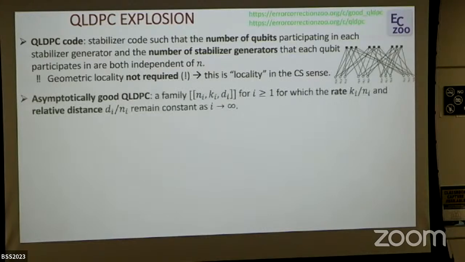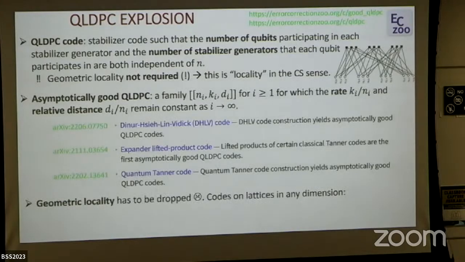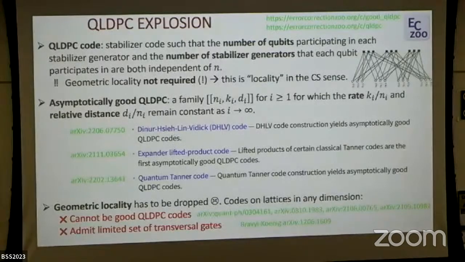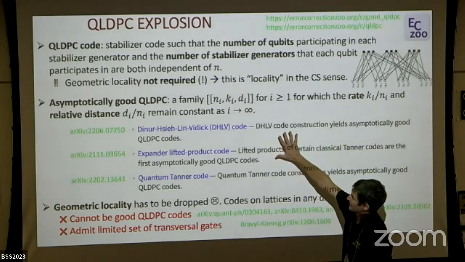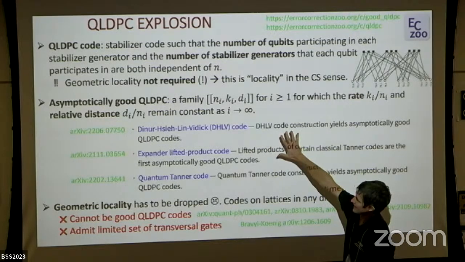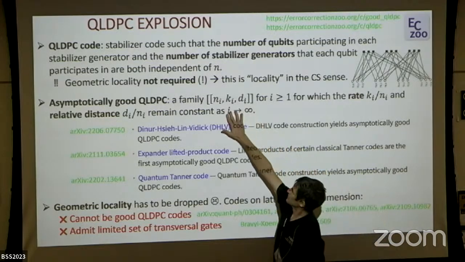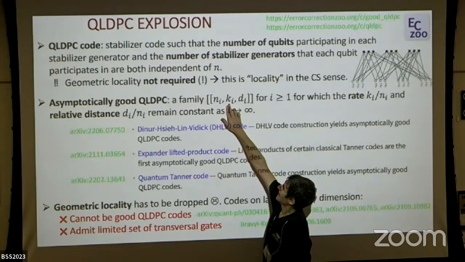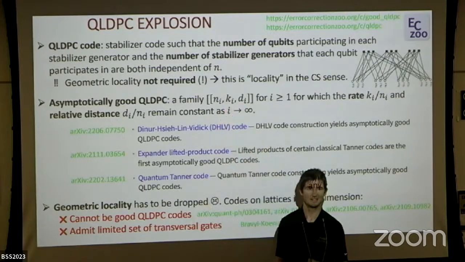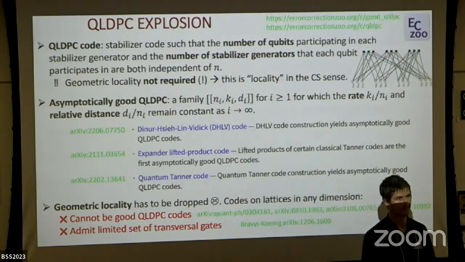And there's a tension between enforcing geometric locality and getting the absolute best possible performing code. So there are now 3 families of quantum LDPC codes that approach, so these are code families with N going to infinity that approach K being linear in N and D being linear in N. This is as best as you can do.